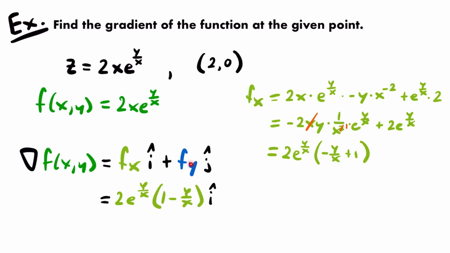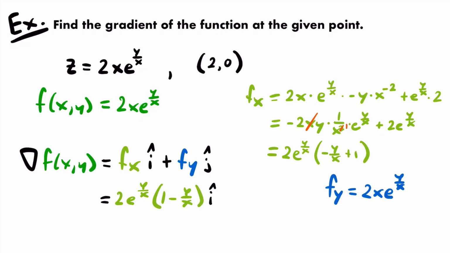Now let's work on the y component, or the partial derivative with respect to y, which is going to be much easier to find because we no longer have to use the product rule. This function only has y in that exponent of e. Okay, we don't have a product of two functions involving y. Okay, so 2x is just a constant multiplied by e to that power. So the partial derivative with respect to y will just be 2x times e to the power of y divided by x, right?